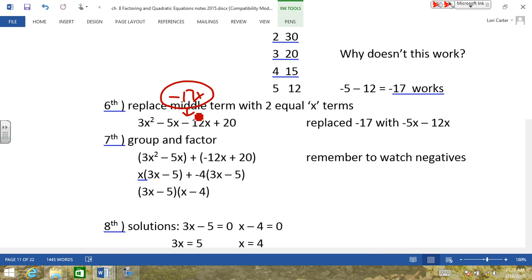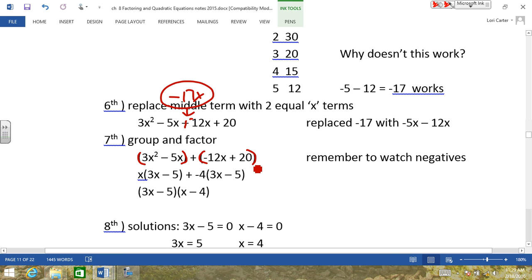When it's a negative in between the two, do you have to distribute the negative? No. What do we do with that negative? Who is that negative attached to? The 12. You put a plus sign. So the first thing we do is make that plus a negative, so I don't mess up my sign. Second thing, group them. So two around the 3x squared and the 5x, and then around the -12 and the 20.